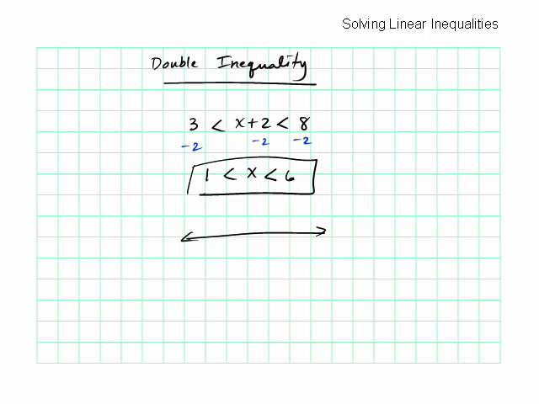On a number line, that means I shade everything between 1 and 6. It's like that. Now, we're not including the 1 and the 6, so I need parentheses. Just like that. And in our interval notation, that answer would be 1 to 6 with parentheses. Let's try another one here.